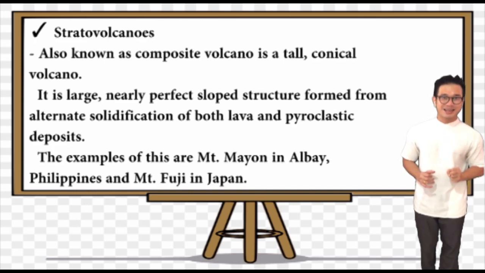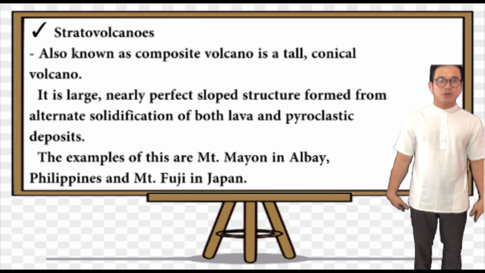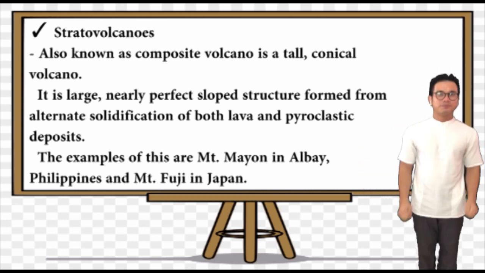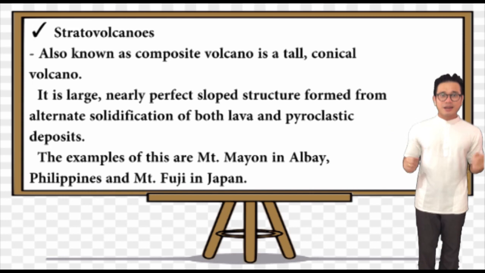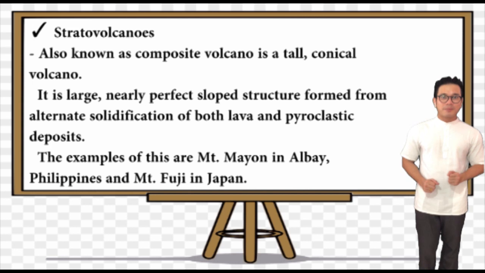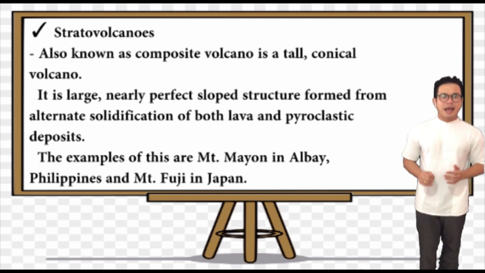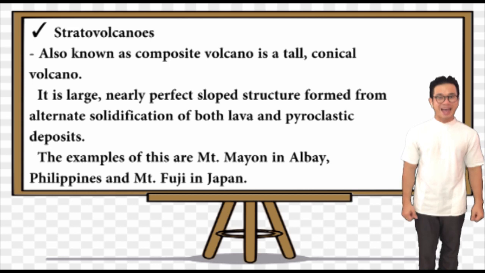Secondly is the stratovolcano. It is also known as the composite volcano, and it is a tall conical volcano. It is a large, nearly perfect slope structure formed from alternate solidification of both lava and pyroclastic deposits. The examples of these are Mount Mayon in Albay, Philippines, and Mount Fuji in Japan.